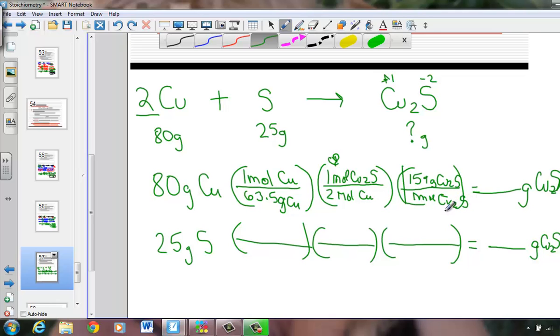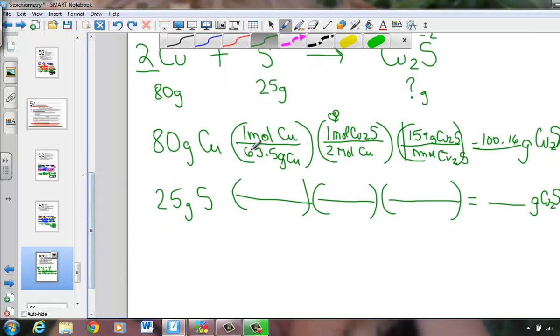Let's hit that, shall we? I'm starting with 80 grams of copper, 80 divided by the molar mass of 63.5, times 1 over 2, times 159, the molar mass of Cu2S. And I came out with 100.16, we'll say. One possible choice so far. If 80 grams limits the amount of product, here would be my maximum yield. But I'm not sure yet. I have a second journey to take. So let's get going there.